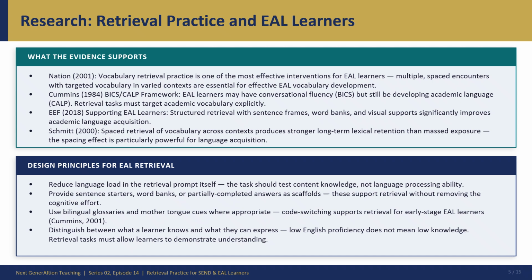Provide sentence starters and word banks. Use bilingual glossaries and allow mother tongue cues. Cummins' research is very clear that this supports retrieval for bilingual learners rather than undermining it. And fundamentally, distinguish between what a learner knows and what they can express in English. Low English proficiency does not mean low knowledge. Our retrieval task must give learners the means to demonstrate what they know, not penalise them for the language that they are still developing.